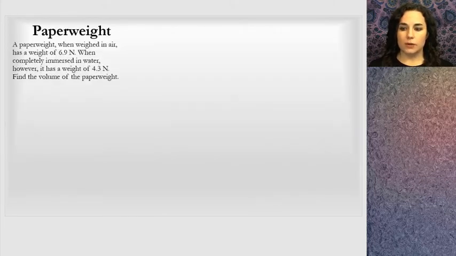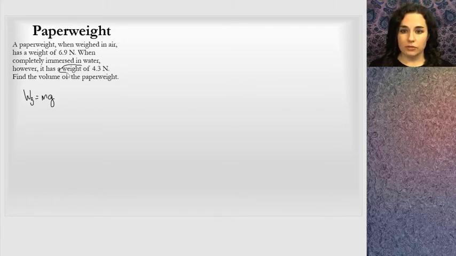So I picked out another problem here, a paperweight. It says a paperweight, when weighed in air, has a weight of 6.9 newtons. When completely immersed in water, however, it has a weight of 4.3 newtons. Okay, so this is weird because the weight of an object does not change. Right? The weight due to gravity is the mass times the gravity. So the mass doesn't change and gravity doesn't change when you stick something in water. So there's some weight that this paperweight is.